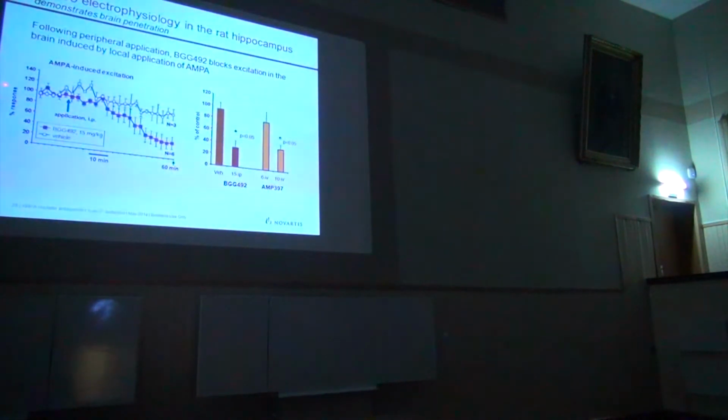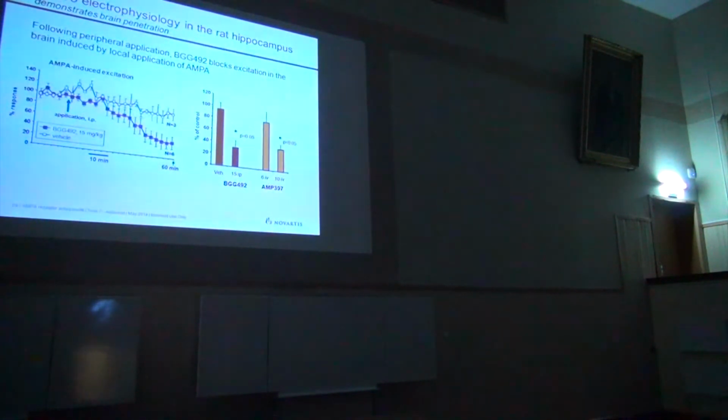Then during the second hour, which is this curve, after a while we apply BGG492 in the periphery, so not in the brain. It takes a little bit of time for the drug to distribute in the body and penetrate into the brain, and then we see the brain penetration by the decrease of the excitation by the AMPA injection. This is reported here to compare BGG492 and AMP397. We have a similar percentage of inhibition in the brain after peripheral administration, demonstrating the penetration of the compound into the brain.